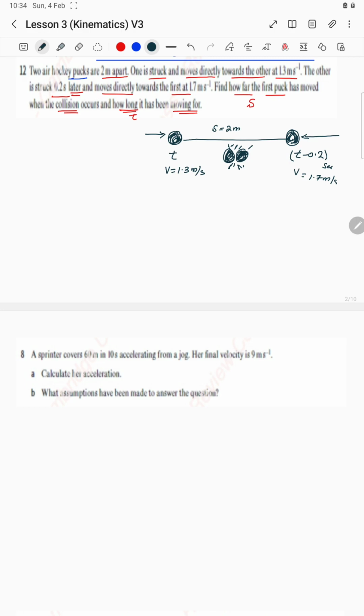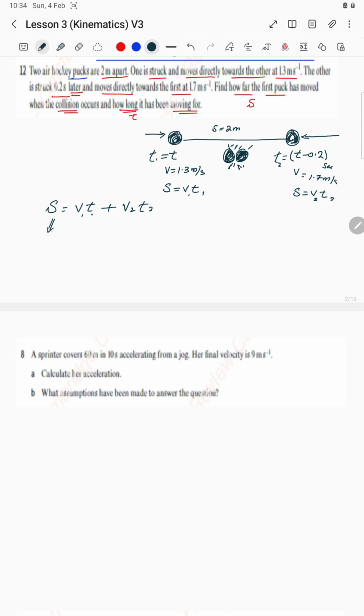S is 2, so as we know, S is equal to Vt, for both. We have to apply this to get the total distance. So total S will be V1t plus V2t, right? Here you can say t1, here t2, so V1 t1 plus V2 t2. And now we are going to substitute the values here.